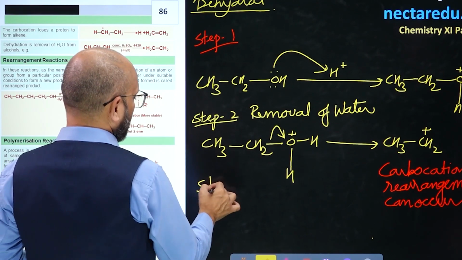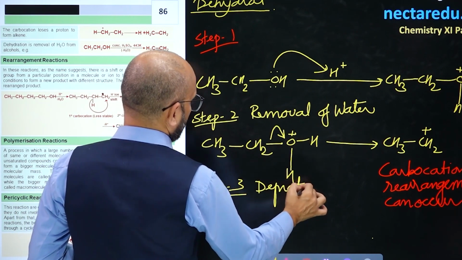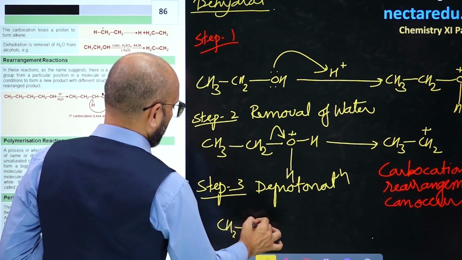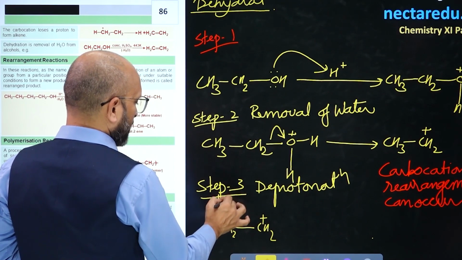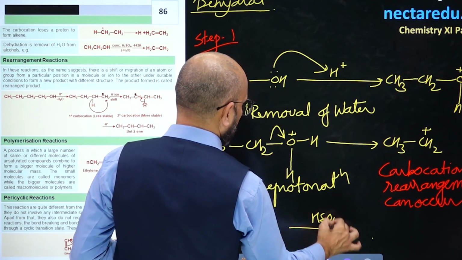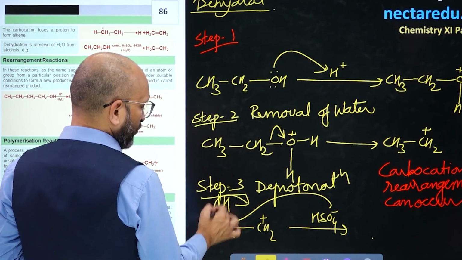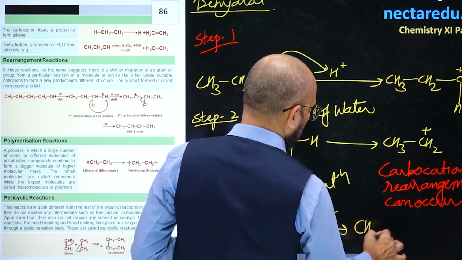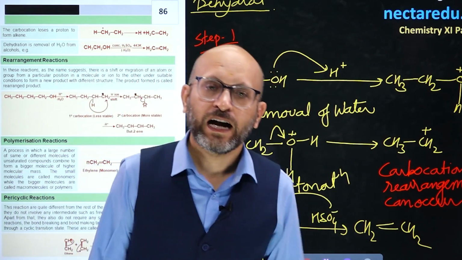So in step 3 we have deprotonation, and we get alkene. See, we have a carbocation like this. Now this carbon has a hydrogen. Now you have HSO4 minus, which was the base in the beginning. This comes and takes back H plus. So H plus is gone. Now this carbon gets a minus, and minus and plus gives you alkene. So alkene is ultimately formed by acidic dehydration of alcohols.